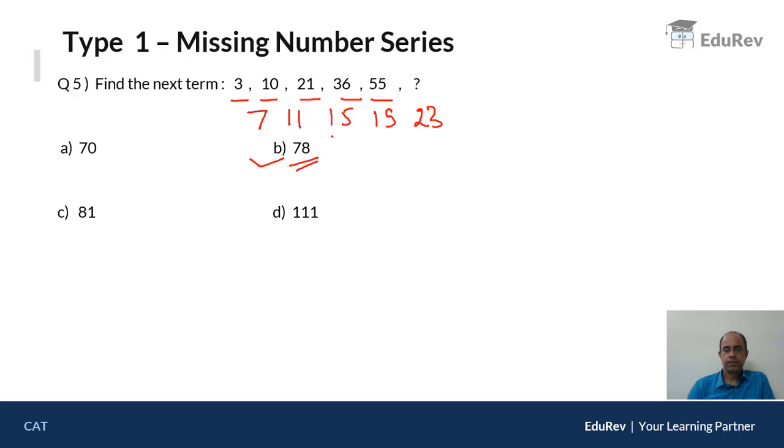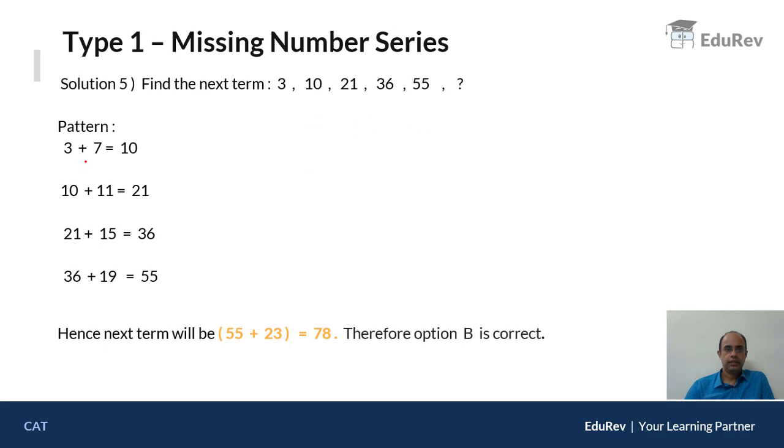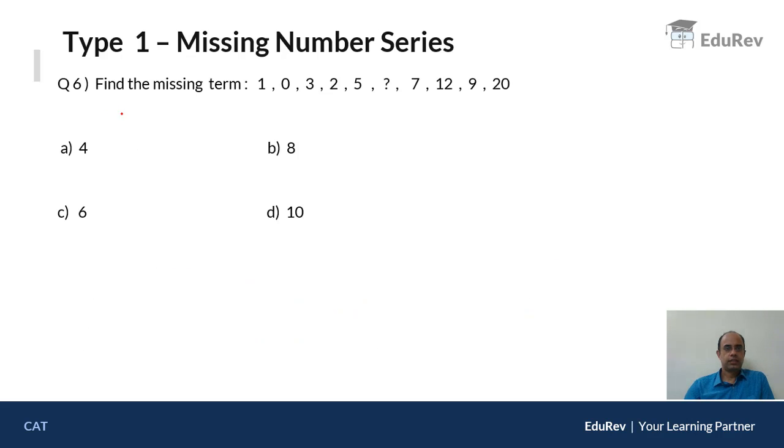Hence option B. Let's see the pattern. 3 plus 7. Now 10 plus 11. We are observing the numbers that we are adding. They are in AP series, starting with 7 and a common difference of 4. Hence 55 plus, after 19, the next arithmetic term would be 23. 55 plus 23 is 78. Hence 78 is the next missing term. This is option B. Hence option B is the correct answer.